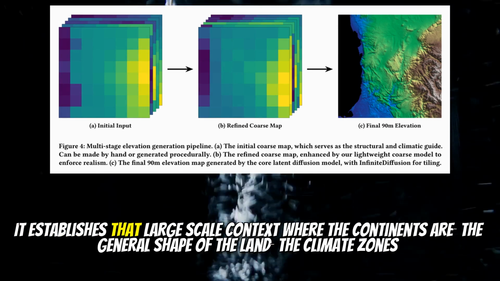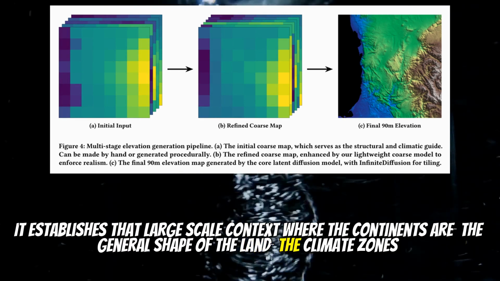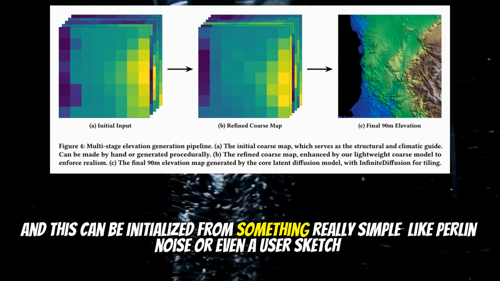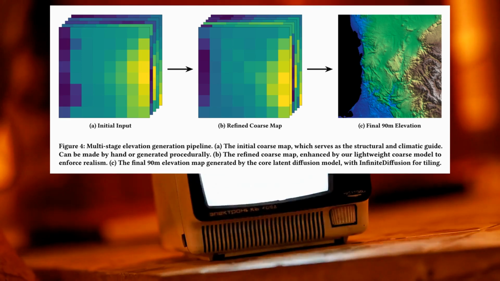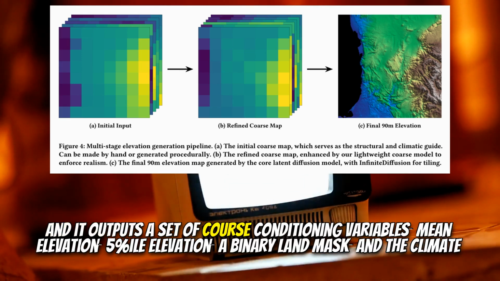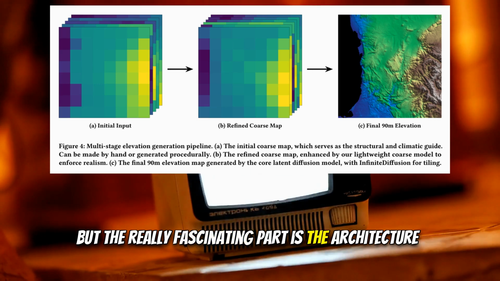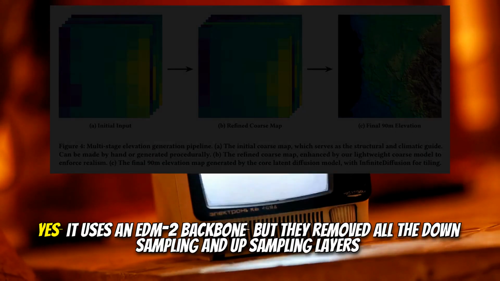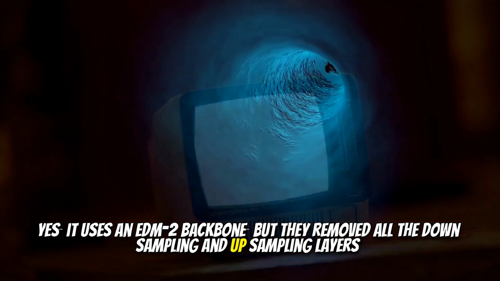It establishes that large-scale context: where the continents are, the general shape of the land, the climate zones. And this can be initialized from something really simple, like Perlin noise or even a user's sketch. Right. And it outputs a set of coarse conditioning variables. I mean, elevation, 5th percentile elevation, a binary landmass, and the climate inputs. But the really fascinating part is the architecture. The intentional limitation. Yes, it uses an EDM2 backbone, but they removed all the downsampling and upsampling layers.